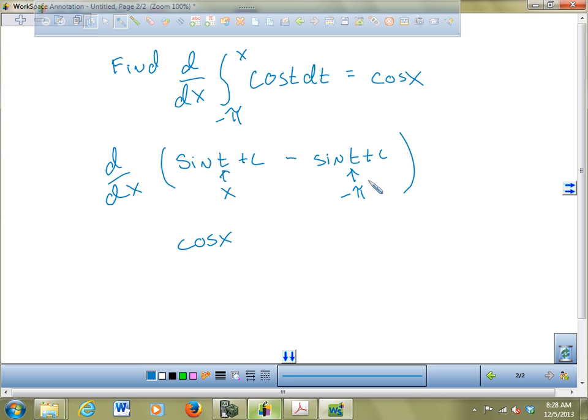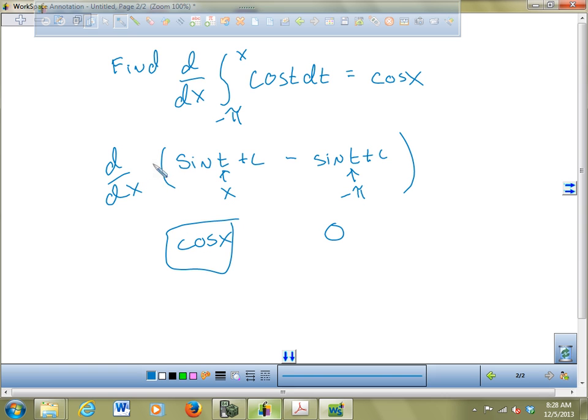What would I get if I took the derivative of this? What's the derivative of cosine of pi? 0, right? So that would just go away. So what I'd be left with is just that. So why bother going backwards and then going forwards when all you have to do is go forwards? You know what I mean? So that's the thing.